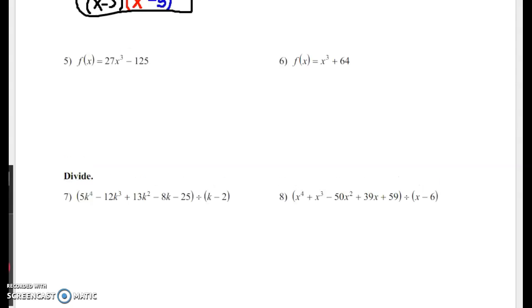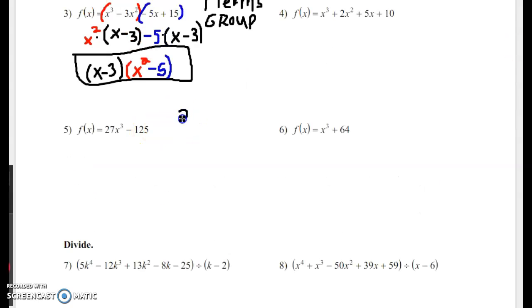If I scroll down to number 5, I see 2 terms. So I'm thinking special pattern. I would still look for a GCF first, but I don't see any. I can't get a number out of both of those, and that doesn't have any x's. So the special pattern that I think is going to work here is that difference of cubes.